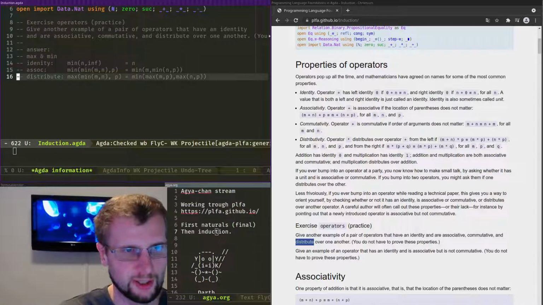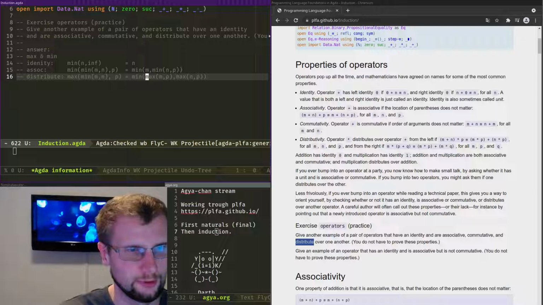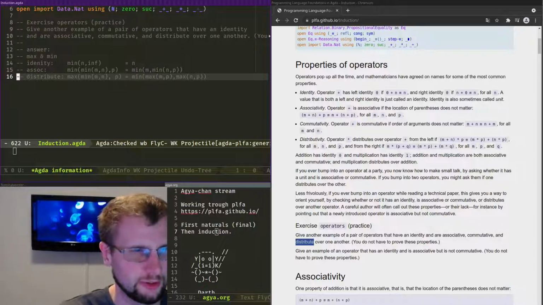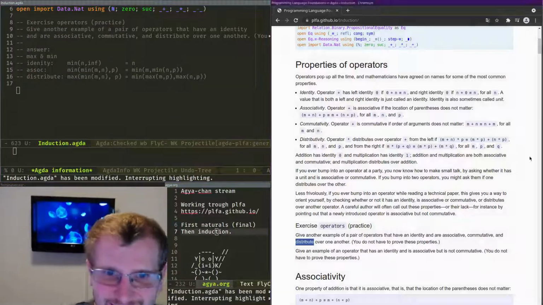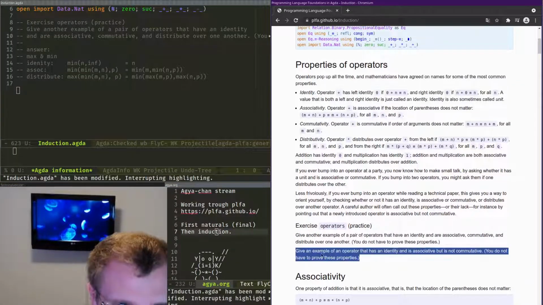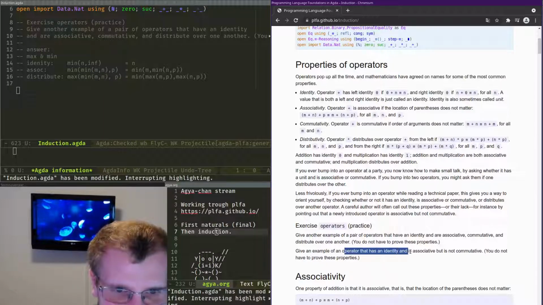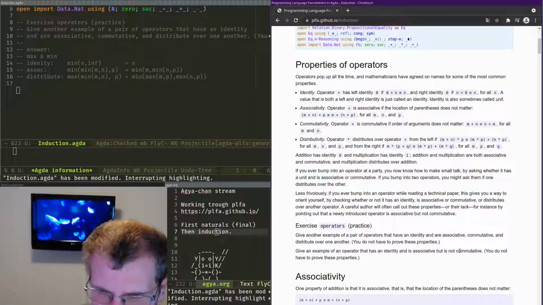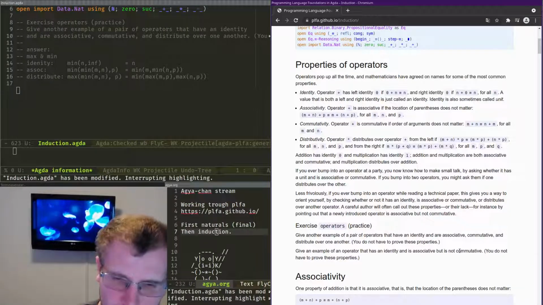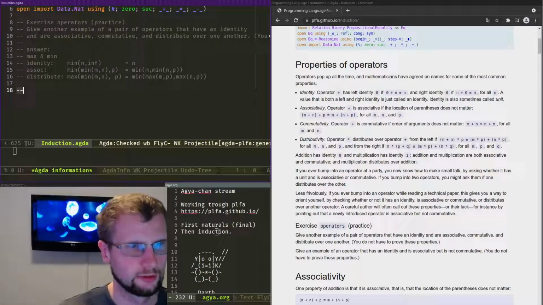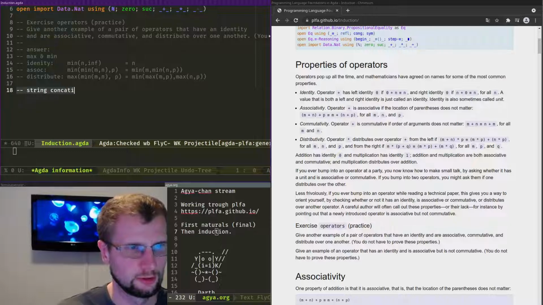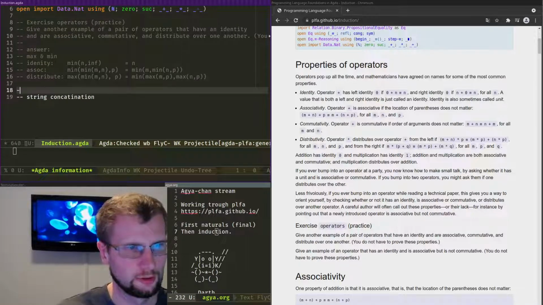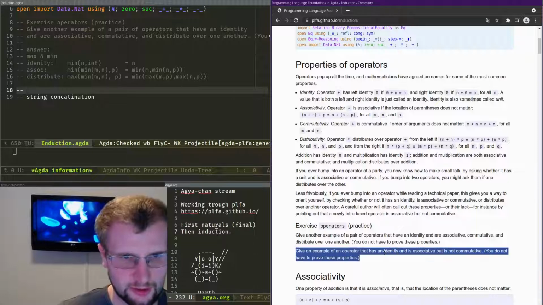This makes sense to me, by the way. Do we need to explain this more? Considering my audience, I probably don't need to explain it to you all, so we'll move on. I'm looking to you, Sophia. Give an example operator that has identity and is associative, but is not commutative. Boolean and or. No, that's not right. So I guess string concatenation. Wait, this is not proving it, right? No. I guess we're done with this one then.